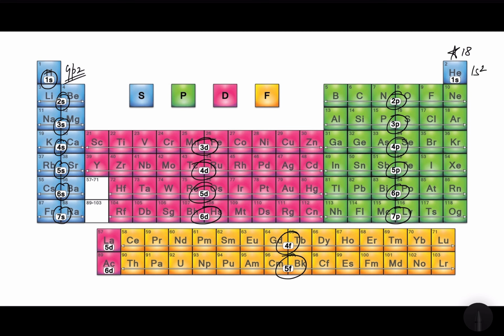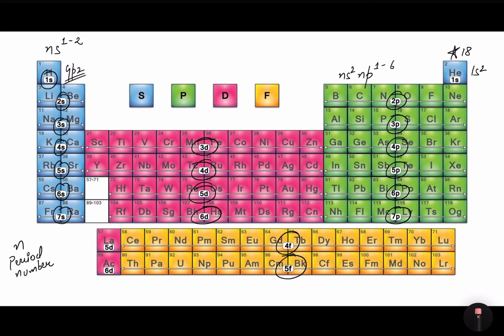So now let's talk about the general electronic configuration of all the blocks of the table. Now let's firstly come to the S block. The general configuration of S block is ns1 to 2, where n is the period number. Now let's talk about the P block. The general electronic configuration of P block is ns2 np1 to 6.